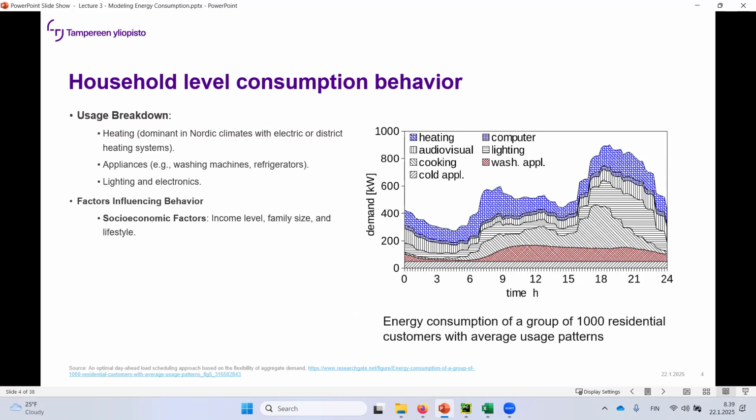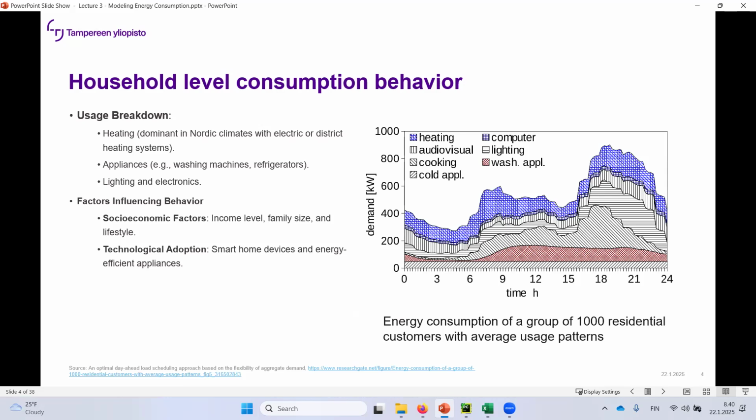So factors influencing behavior, socioeconomic factors. So income level, family size, and lifestyle. Are you a stay-at-home person, or are you active and going outside? And family size definitely affects the energy consumption. Actually, I was looking at the yearly consumption levels when my children were born. Whenever one of my children was born, I could see a tiny spike upwards in the electricity consumption during that year. And of course, the water consumption and so forth.